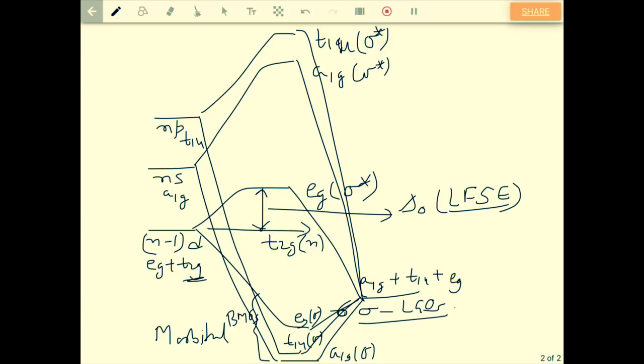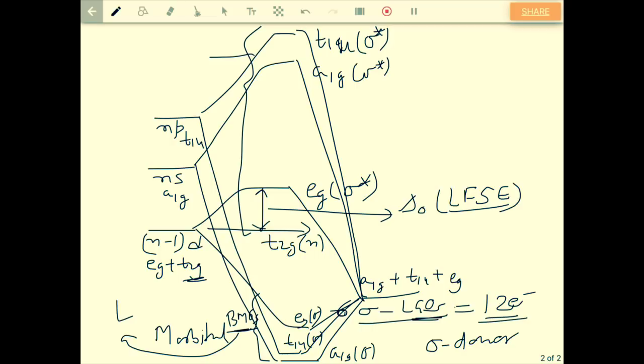The six LGOs are filled because we are considering the example of sigma donor ligands. So all the LGOs are filled, and one LGO can be filled with two electrons, so there are 12 electrons with the LGOs. And these BMOs, because they are near to the energy of the LGOs, have ligand character. And these ABMOs are more near to the metal orbitals, so they have more metal character.